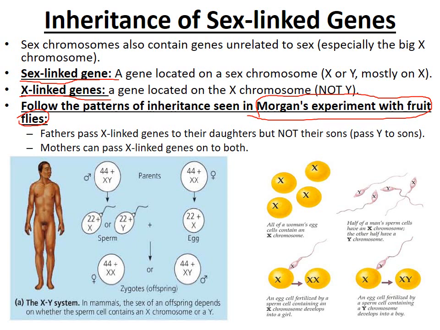But in summary, the major ideas that he came up with is that fathers pass on X-linked genes to their daughters, but not their sons, because they give Y to the son. Mothers are able to pass on the X-linked genes to both boys and girls. So father can't pass on X to son, but they can pass it on to the daughters. And then the mothers can pass it on to both, which is a big key takeaway from the experiments that Morgan had conducted.